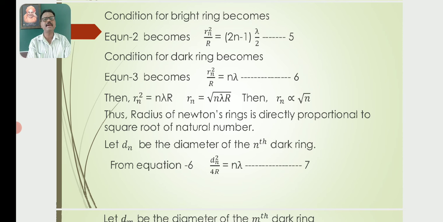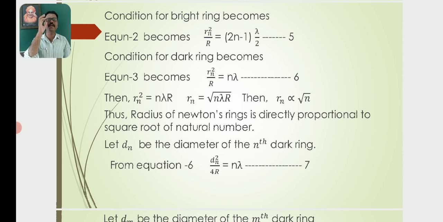According to the condition for a dark ring, Rn square equals n lambda R, then Rn equals root of n lambda R. So Rn is proportional to root n, which shows that the radius of Newton's rings is directly proportional to the square root of the natural number.